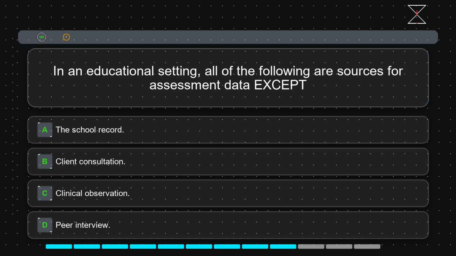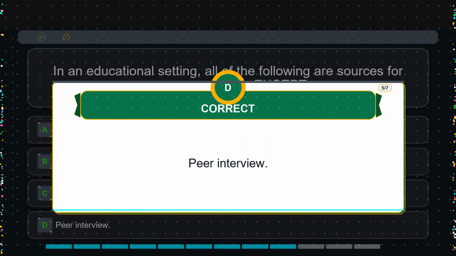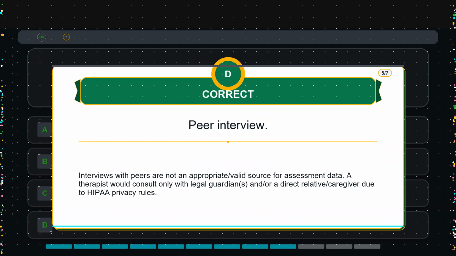Question 5. In an educational setting, all of the following are sources for assessment data except Option A, the school record. Option B, client consultation. Option C, clinical observation. Option D, peer interview. The correct answer is Option D, peer interview. Explanation. Interviews with peers are not an appropriate or valid source for assessment data. A therapist would consult only with a legal guardian and/or a direct relative or caregiver due to HIPAA privacy rules.